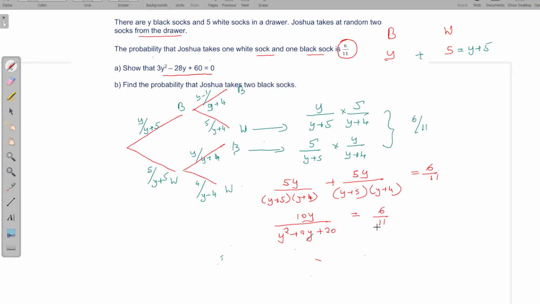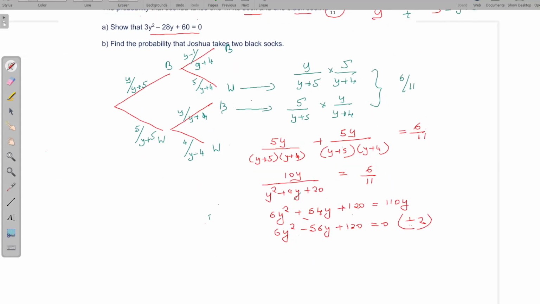Same thing as what we did earlier, we just cross multiply. 6y squared plus 54y plus 120 is equal to 110y. Bring everything to one side. 6y squared minus 56y plus 120 is 0. You can divide this by 2. So if you divide this by 2, you get 3y squared minus 28y plus 60 is 0. That's what was asked to prove. So we have done that.